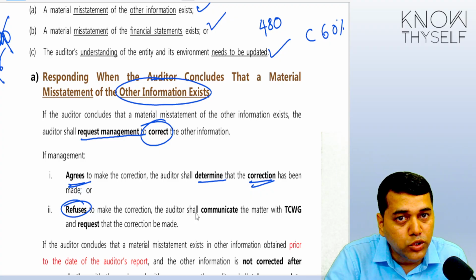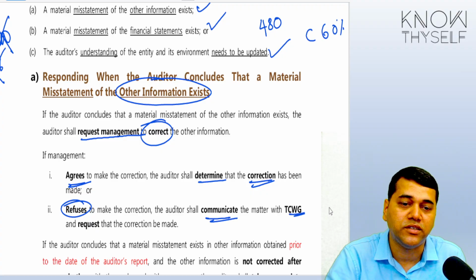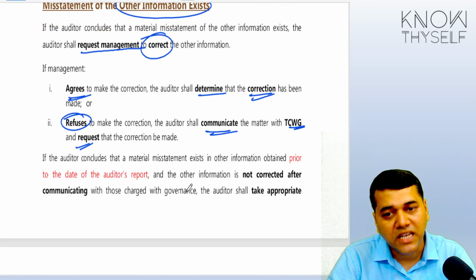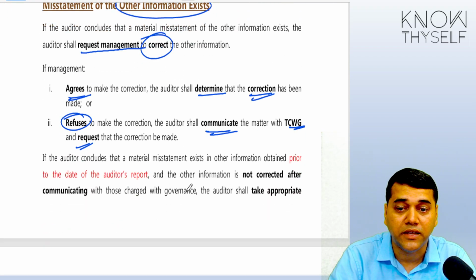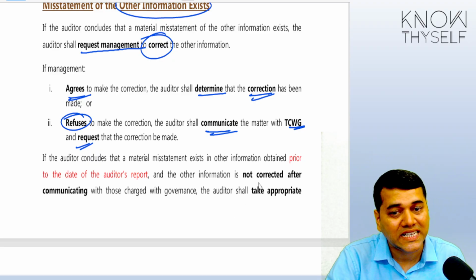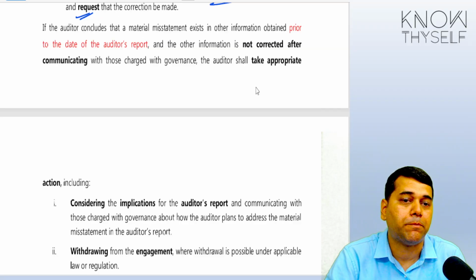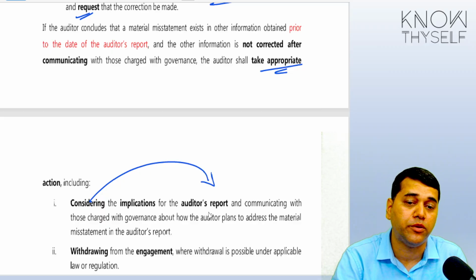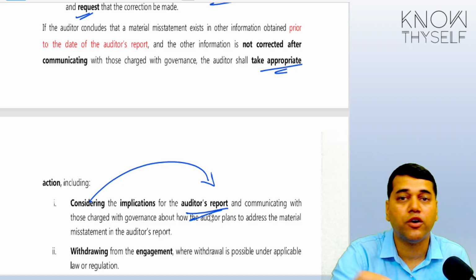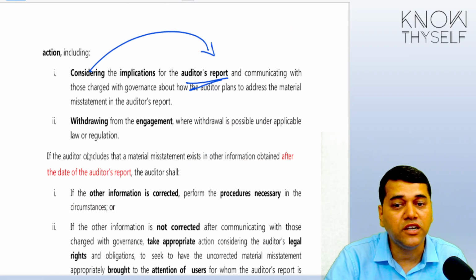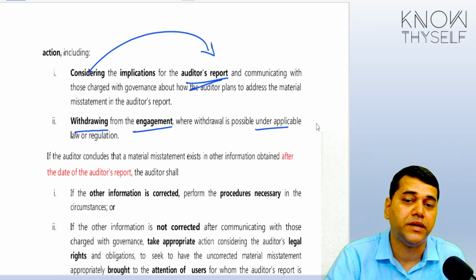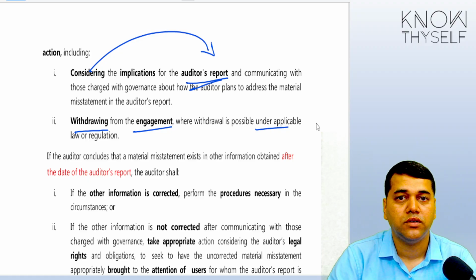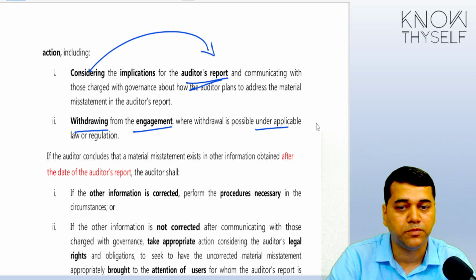If they are not going to make the corrections, you have to communicate that matter to the TCWG and request the correction. If the management is not willing, and the TCWG is also not willing, and it is not corrected even after communicating, you may have to take appropriate actions. Now, what is that appropriate action? If you have not issued the annual report, you have to modify your audit report. You have to give a qualification, or you may have to think about withdrawing from the engagement if permitted under law or regulation. Because it's an integrity question. They are trying to mislead. How can you get associated with these people?